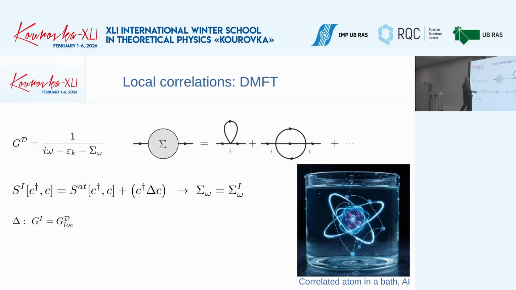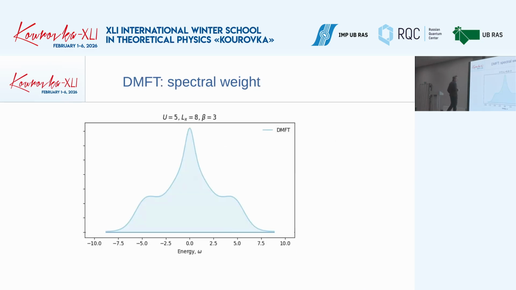So what's this? I asked an artificial intelligence to draw me what a correlated atom in a bath is. I expected a bath like the one Archimedes came from, but it drew me this. That's okay. So maybe at this point there are some questions about DMFT. This is almost textbook things. But okay, now everybody in the auditorium knows what the DMFT is. Good.